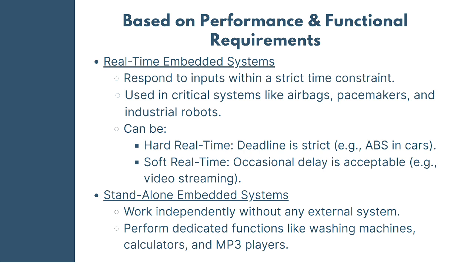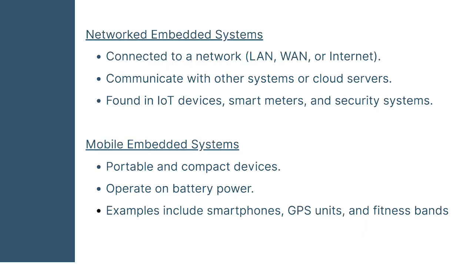Standalone embedded systems work independently without any external systems and perform dedicated functions, like washing machines, calculators, and MP3 players. Moving on, we have network embedded systems. Network embedded systems are the ones that are connected to a network, LAN, WAN, or the Internet, and communicate with other systems or cloud servers. They are found in IoT devices, smart meters, and security systems.